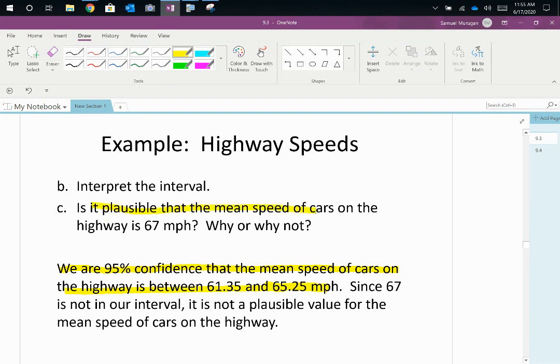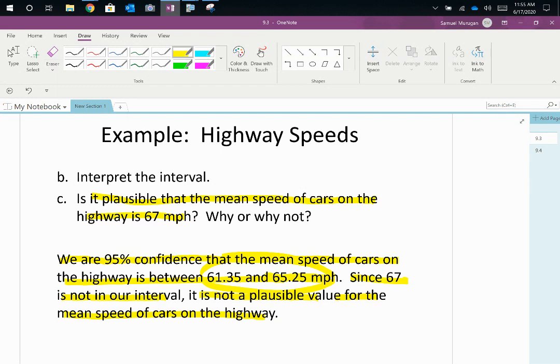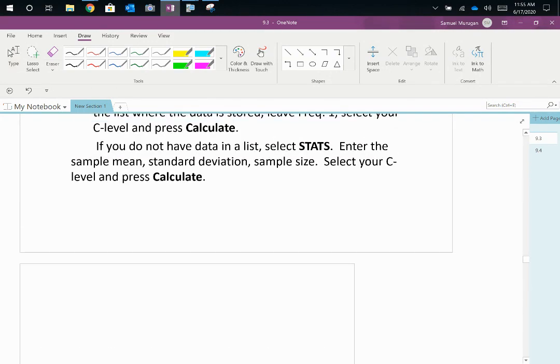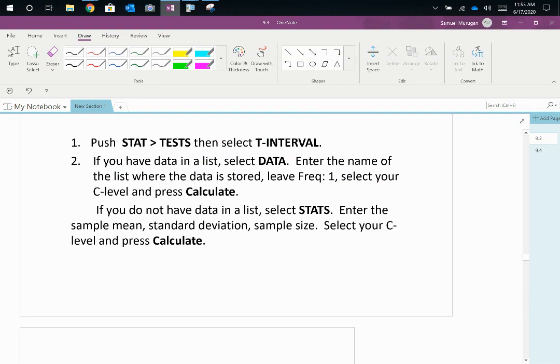Is it plausible that the mean speed of cars on the highway is 67? Since 67 is not in this interval, it is not a plausible value for the mean speed of the cars on the highway. End of the discussion. Okay, you just look to see if the number you are given is between 61 and 65, and it's not, so we're out of gas with that. Okay, these are the instructions here for the calculator if you need to do it with the calculator.